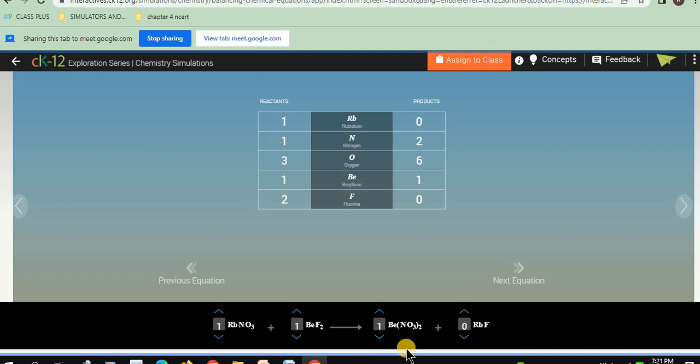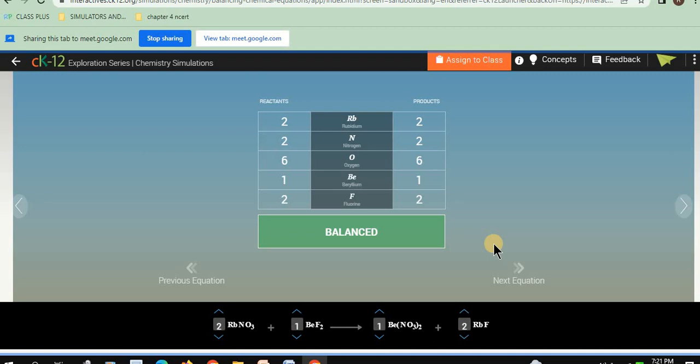I'm not asking nitrogen. I'm asking nitrate. How many? 2. And left hand side, if I want to make 2 nitrate, what I should do? Multiply by 2. Absolutely right. Now left hand side, how many rubidium are there? 2. So shall we make it into 2? Equation is balanced. Yes, sir.